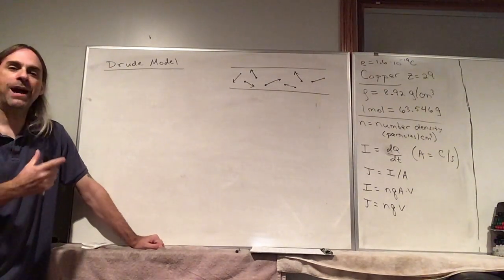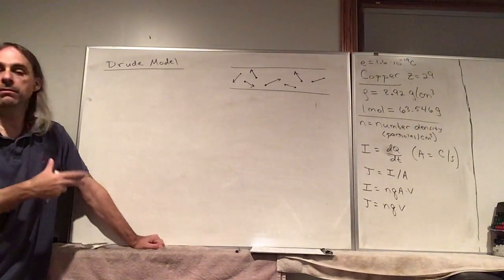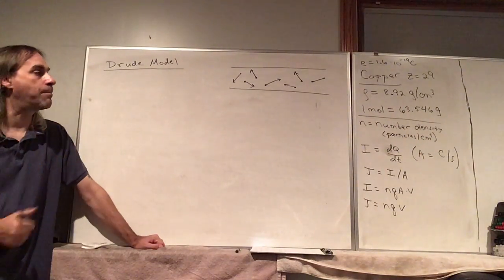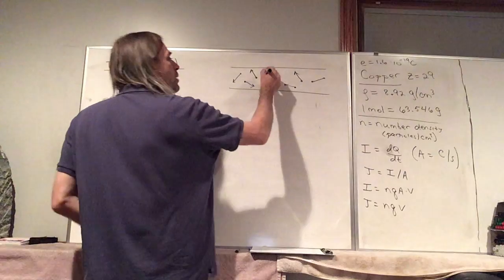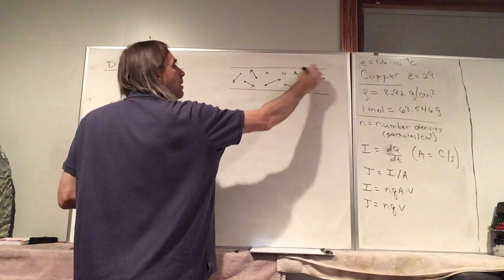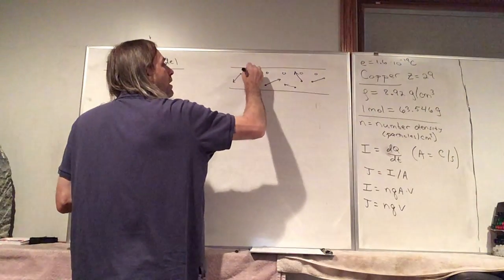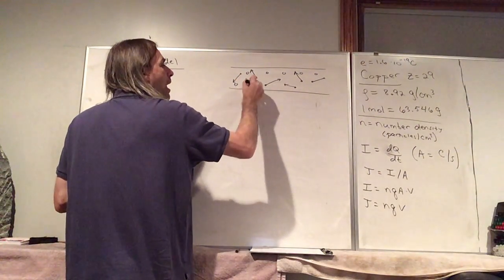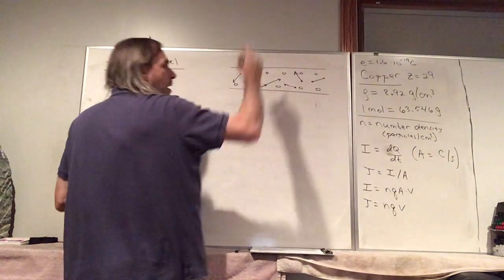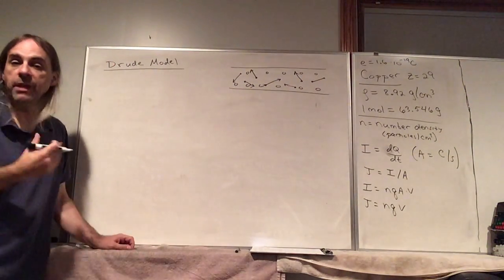And they interact, though, with the atoms that make up the metal. Like, say, this is copper. So you have these electrons moving around, you have these atoms, and the electrons can collide with the atoms. Not a great picture, but you get the idea.